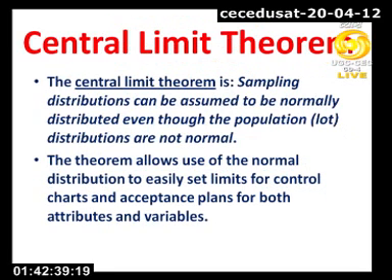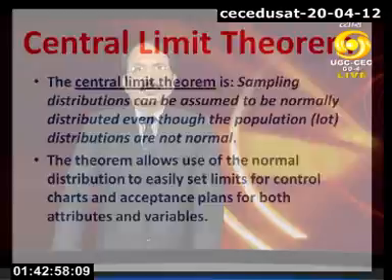Now, there is a central limit theorem which says that sampling distributions can be assumed to be normally distributed even though the population, meaning lot, distributions are not normal. One is called population. Population is the entire lot of products or lot of material which has been received, and the sample is a sub portion of the population. A sample has been taken from the population.